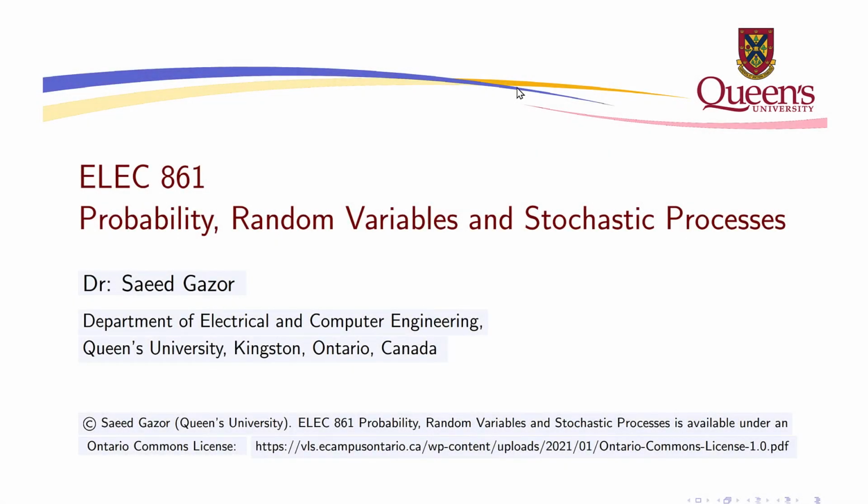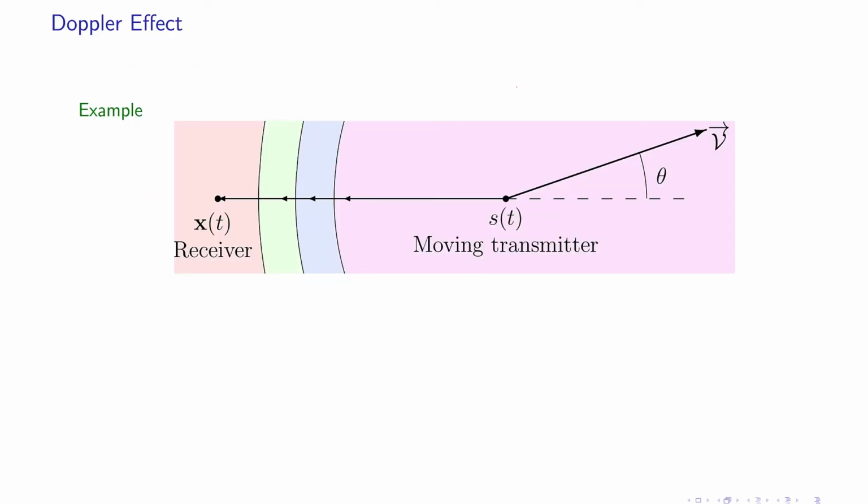In this video, we talk about Doppler effect and power spectral density. So if you have a moving object transmitting a signal, then the receiver receives another random process, and then we want to see what's the relationship between these ones.